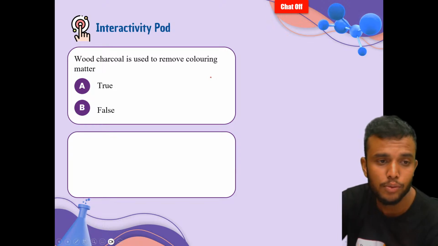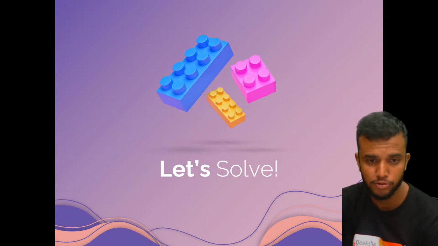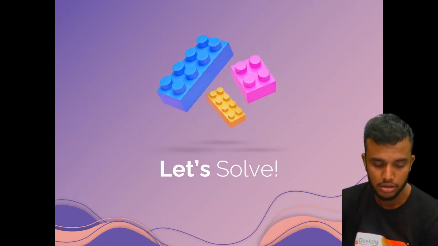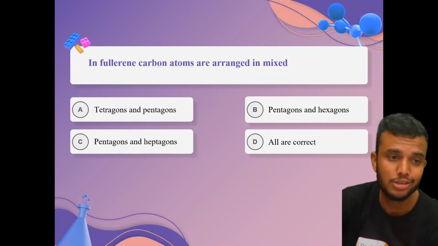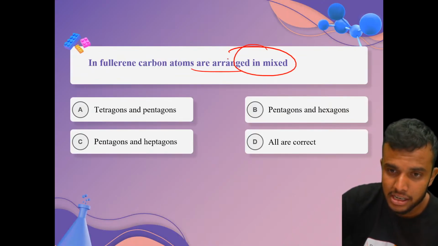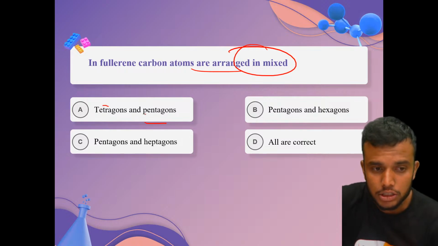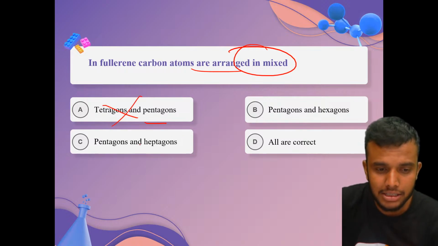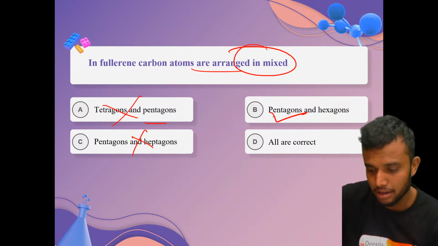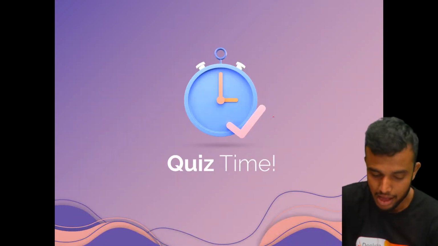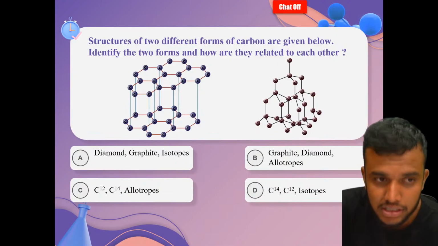Here one question is there: wood charcoal is used to remove coloring agents. Yes, false. We do not use that. Let's solve. Here is one question, my dear students. In fullerene, carbon atoms are arranged in mixed pentagons and hexagons, or tetragons, pentagons and octagons? The answer is option C. Sorry, B.